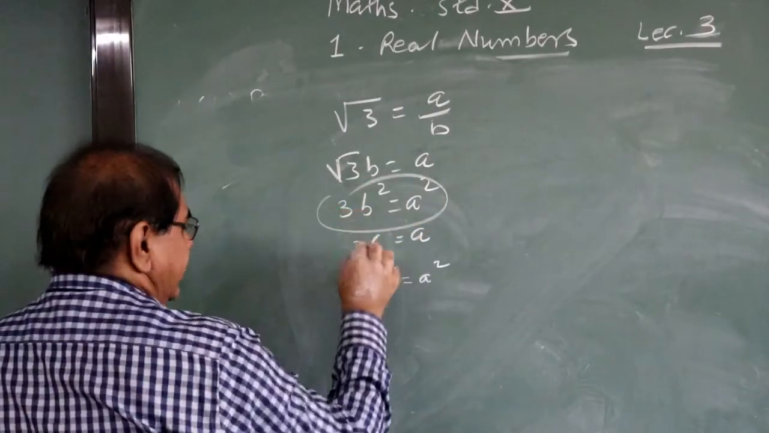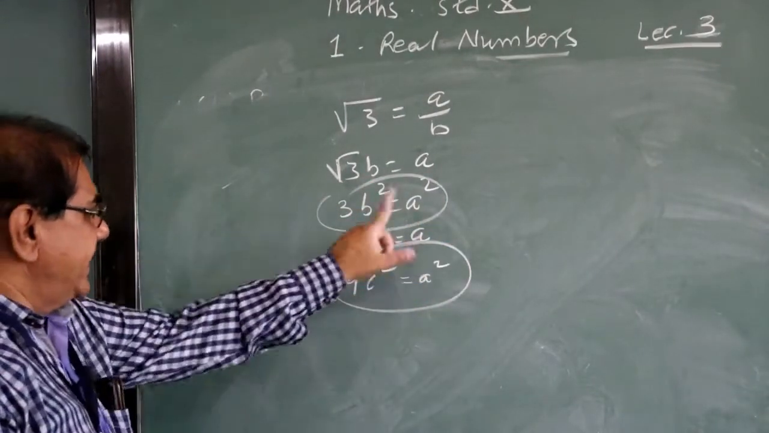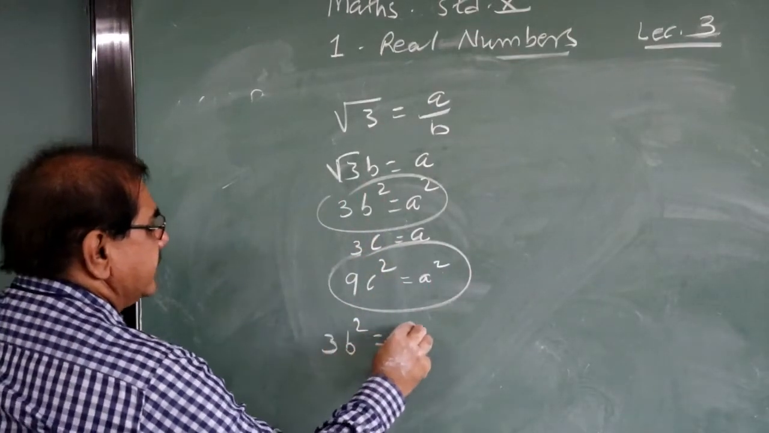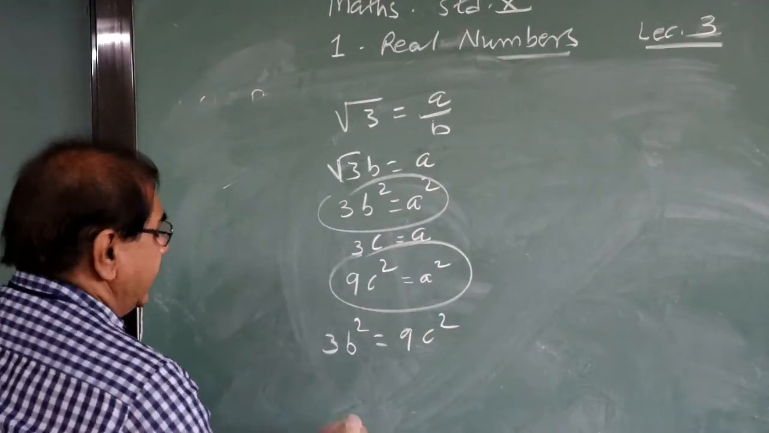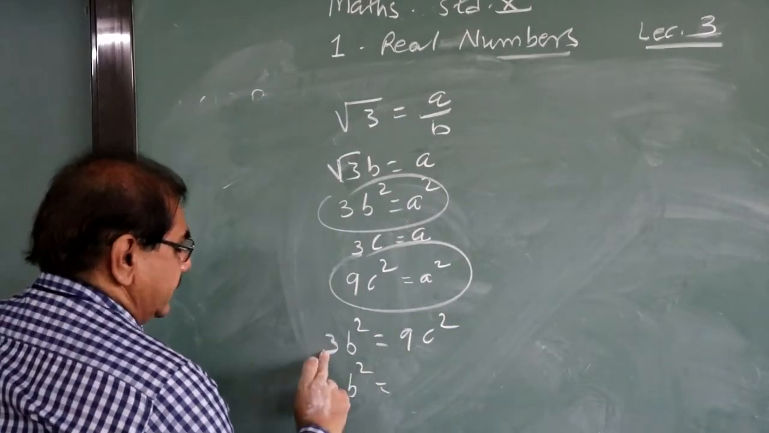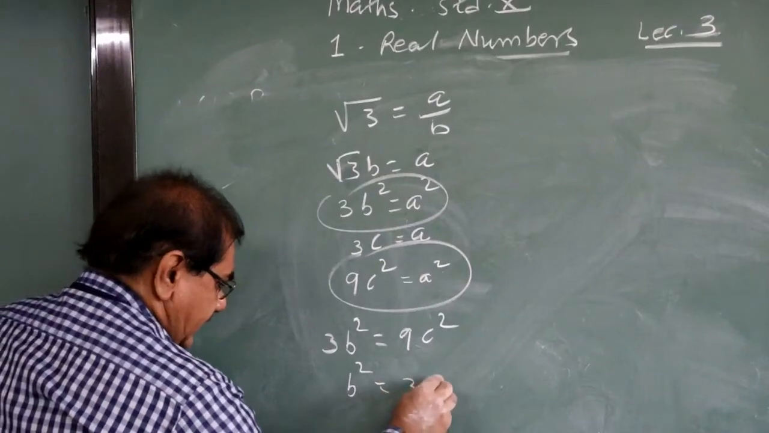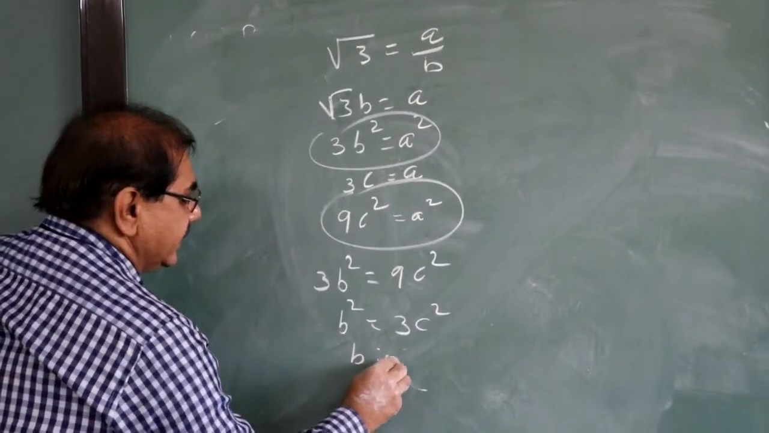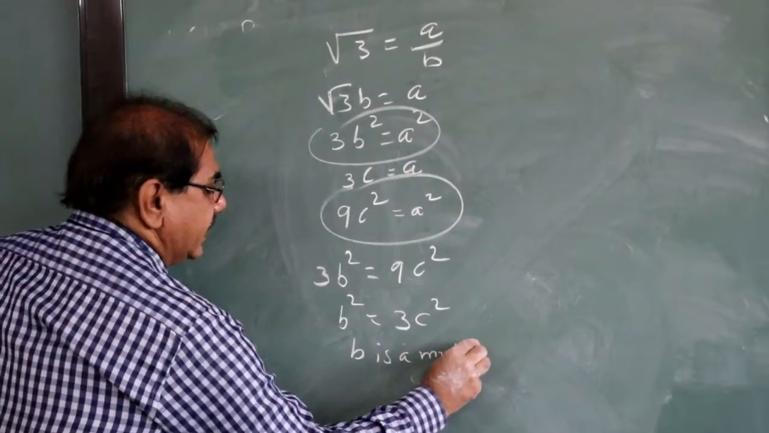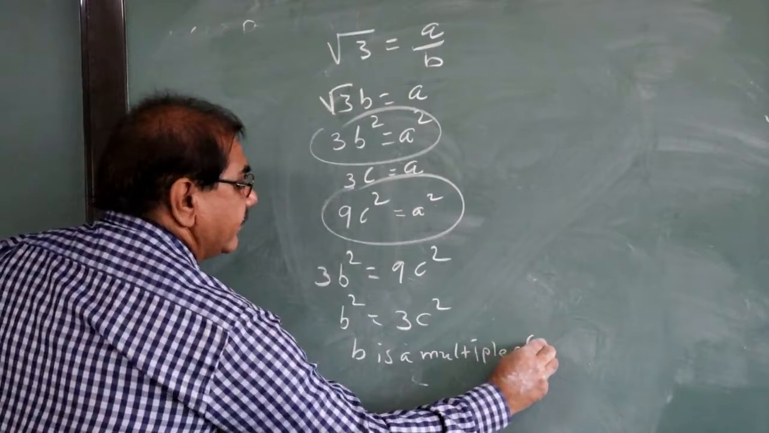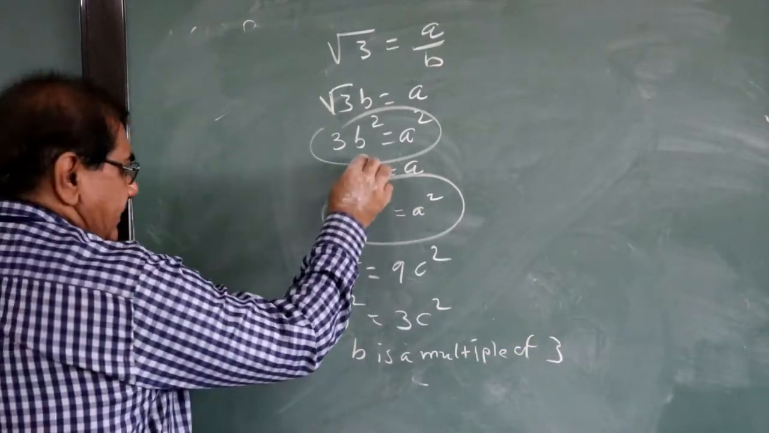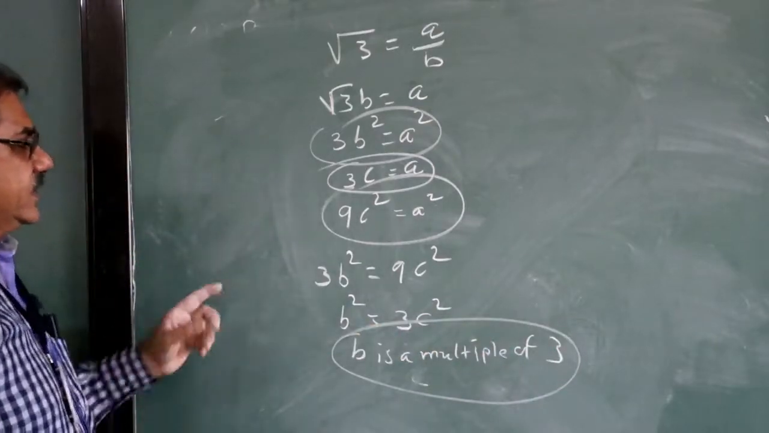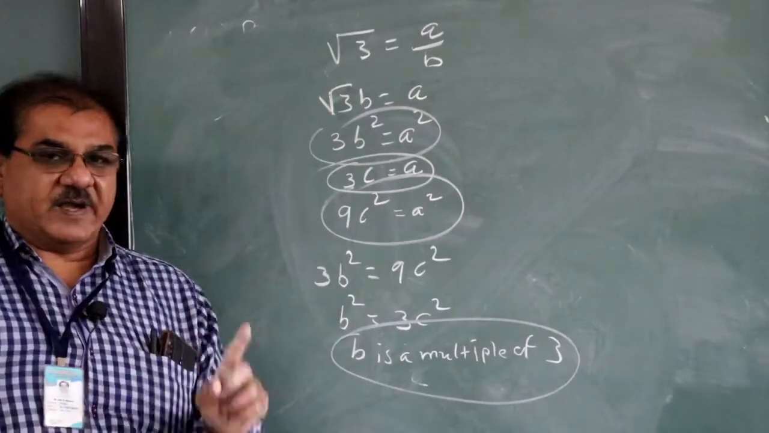So a square is equal to 3 square, which is 9, c square. Now we have two values for a square. A square is this, a square is this. So compare them. 3b square is equal to 9c square. Okay. So b square is equal to, 3 comes down, 3 3s are 9, c square. As b square is a multiple of 3, b also is a multiple of 3. So now you can say a is a multiple of 3, b also is a multiple of 3. So a and b have the common factor 3.